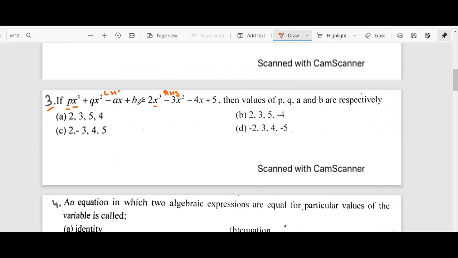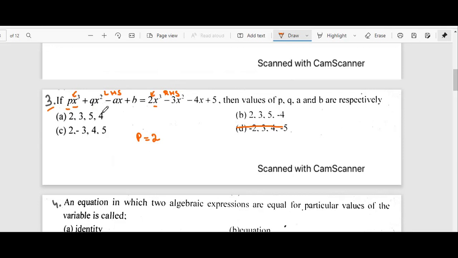First, we are interested in finding p. Since p is the coefficient of x³ on left hand side, we need to find the coefficient of x³ on right hand side, that is 2. This means that p is going to be 2. Since you're sitting in your NET exam, you don't have that much time, start looking for options from here, okay? So p is 2, so D cannot be the answer, okay?